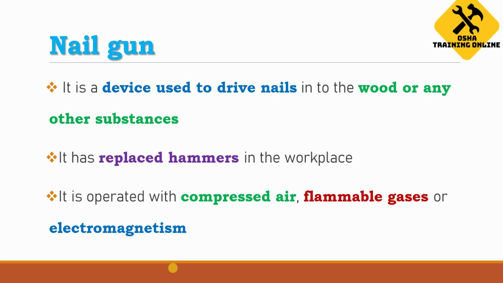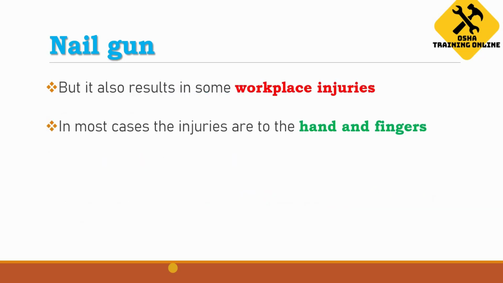It is operated with three main energy sources. The first one is compressed air, the next one is flammable gases, and the last one is electromagnetism. The nail gun has reduced the time of the work, automated the process, and made it easy to do something that would be much more difficult with a hammer. But it has also resulted in some workplace injuries, and in most cases those injuries are related to the hand and fingers, but in some cases it may lead to fatalities or death. If the nail gun hits other parts of the body, it may become even more dangerous.